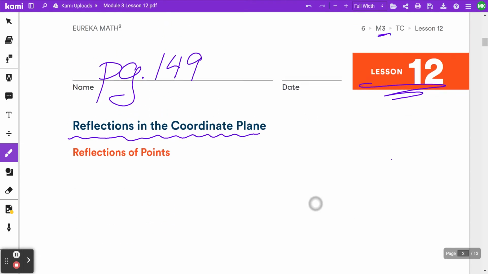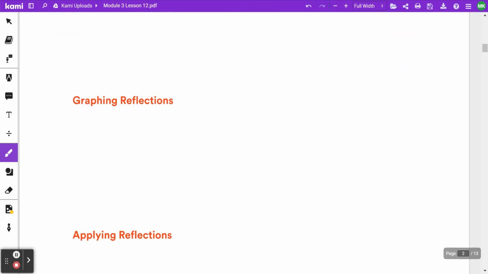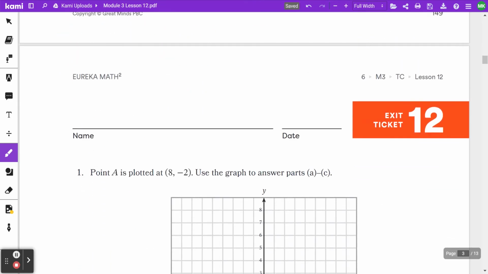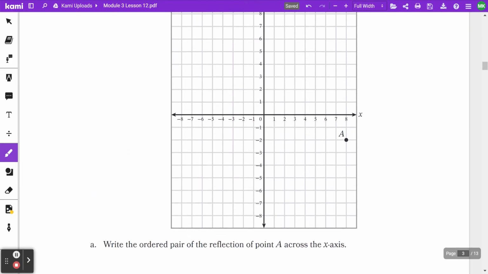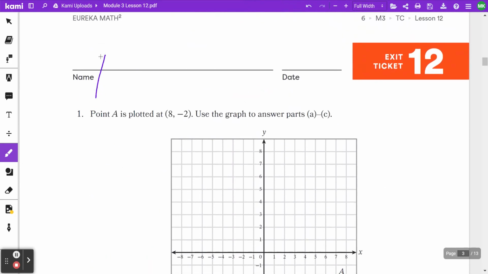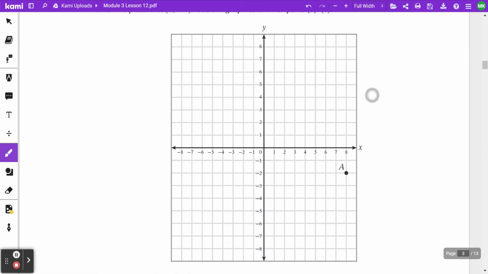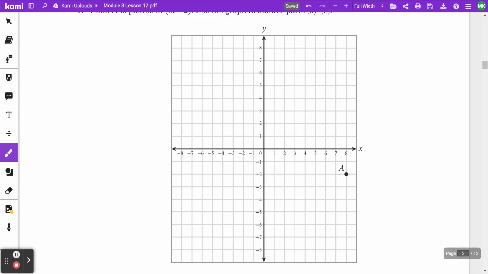So what we're actually going to do is not begin on page 149. We're going to cruise on down to the exit ticket, page 151. Okay? And I'm going to teach you everything, or show you everything, you need to know right on this coordinate plane.